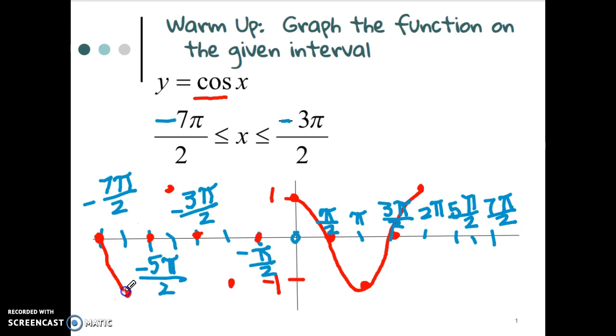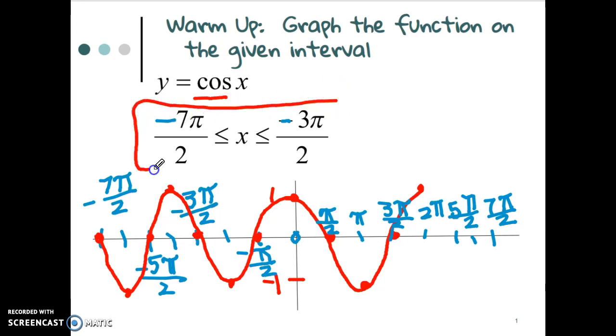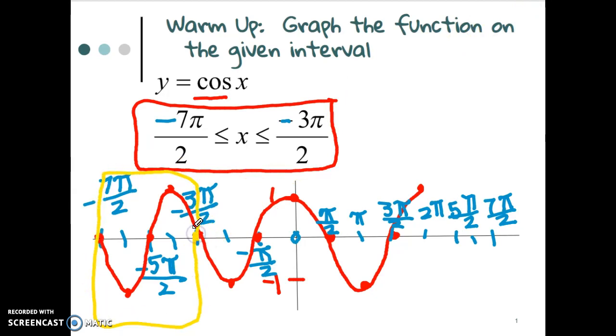And if you graph all of that, that would be the cosine graph. But just keep in mind that on the test, it just wants this interval. And so that would just be in yellow right there. And that would technically be the answer. But if you're anything like me, I have to graph the whole thing out so I can see the picture. But that's the answer for the warm-up.